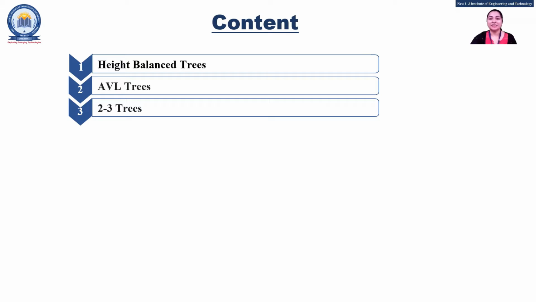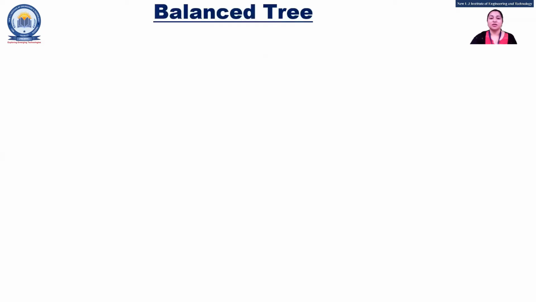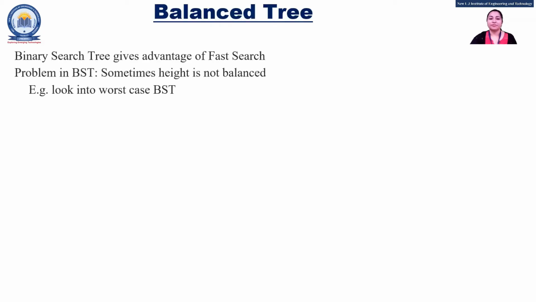So first of all, let us see what is the requirement for balanced trees. In binary search tree, it gives advantage of fast search. It means whenever we add nodes into the tree, it will be either inserted at left or inserted at right. So the search space to search a node will be divided into half part. But there is a problem in binary search tree, and it is in worst case, it will give the height which is not near to log n.